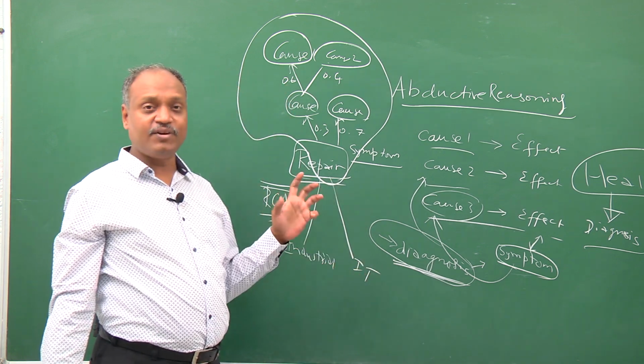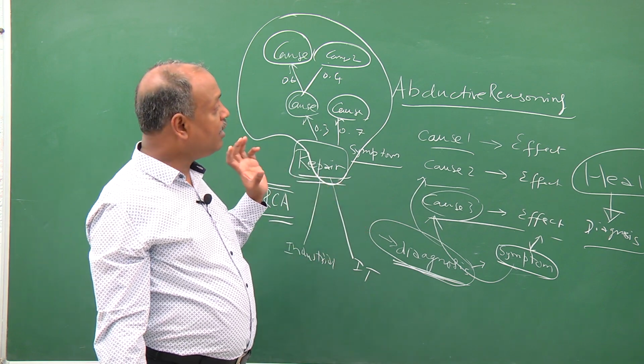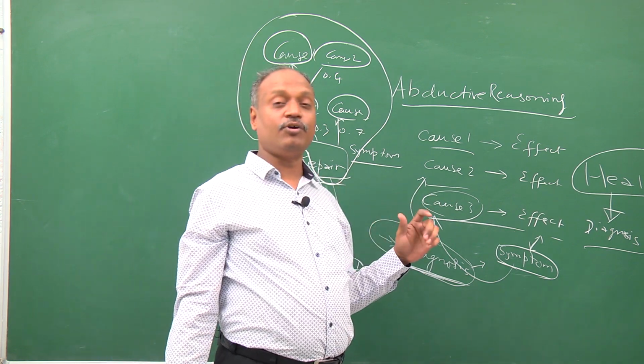So we see that abductive reasoning is a very powerful reasoning phenomenon in the context of AI systems.